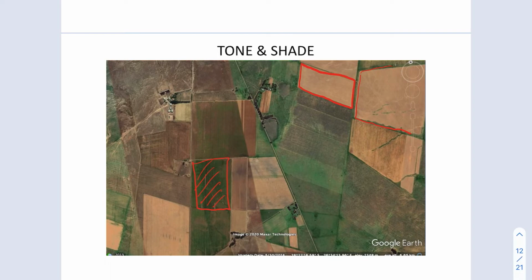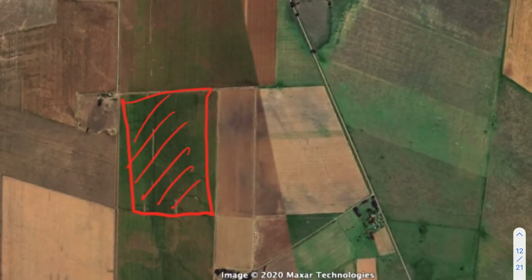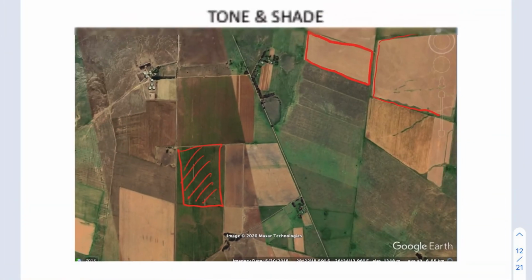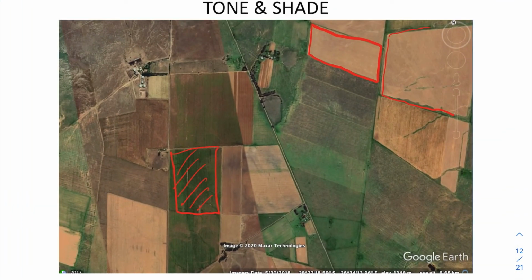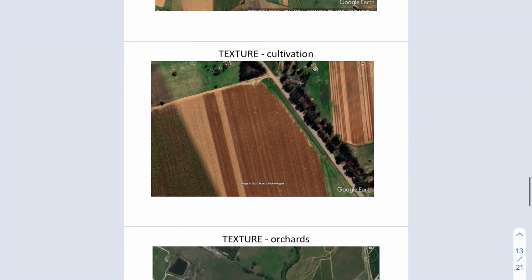How mature are the crops? Are they new crops? Are they mature? Are they ready to be harvested? Obviously, the darker it is, the more foliage there is, the more mature. If it's quite sparse, you can see in this area, it possibly is newer crops because there isn't that dense foliage filling the spaces.